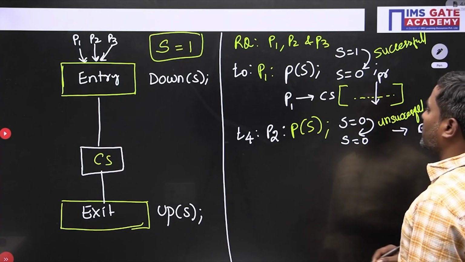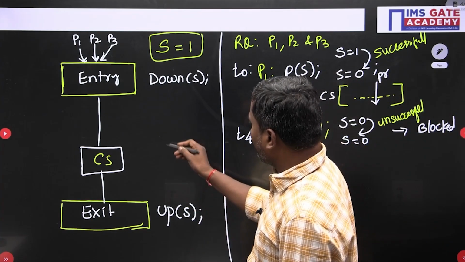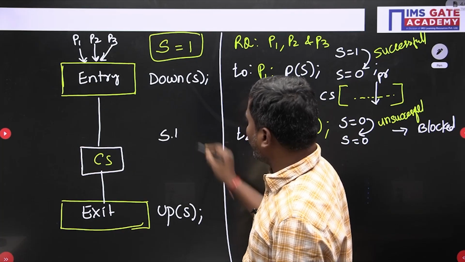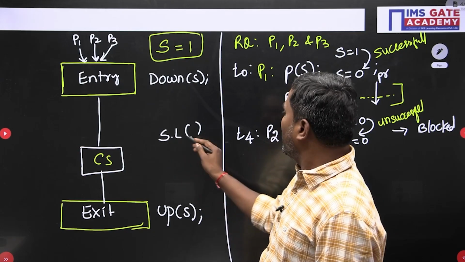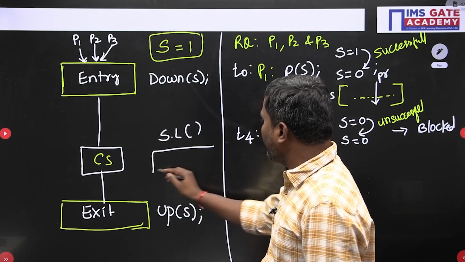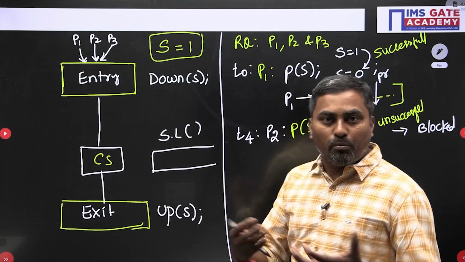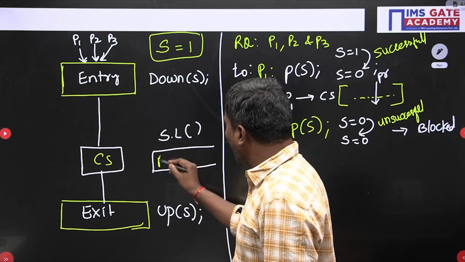So process P2 is blocked. Let me also maintain here S dot L. S is a structure member, like the semaphore, and L is a Q. So I am using the Q data structure to maintain the list of blocked processes. The process P2 got blocked.